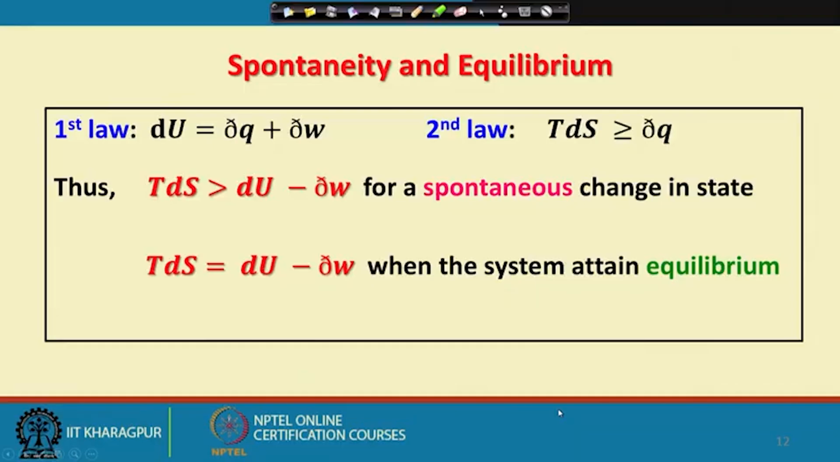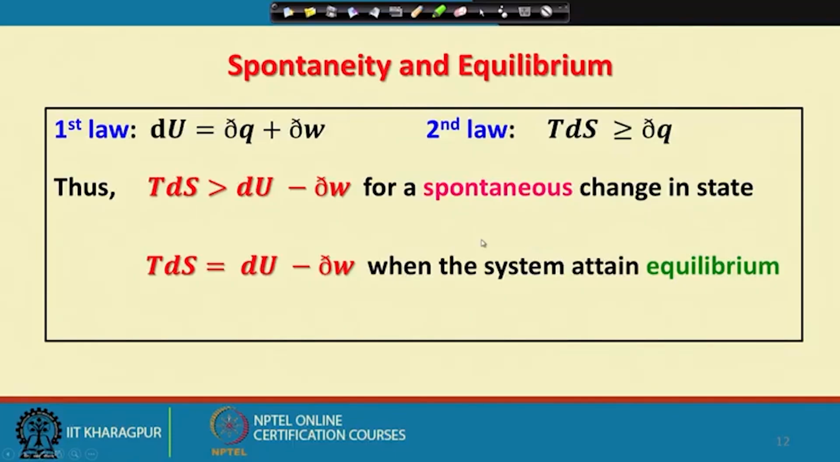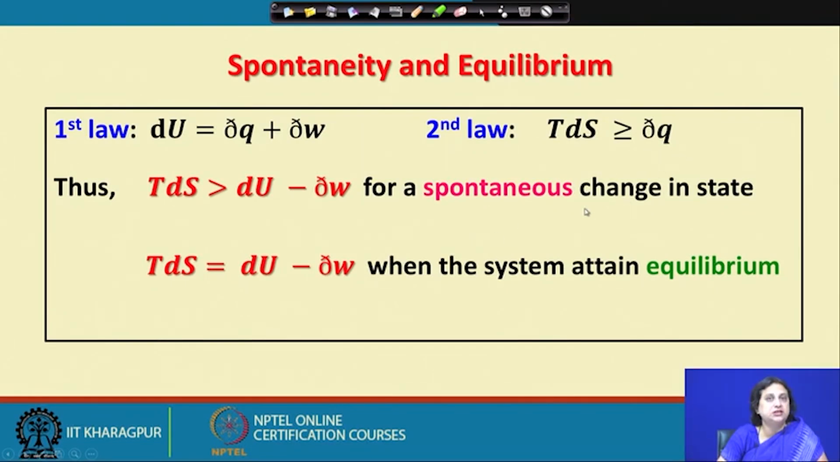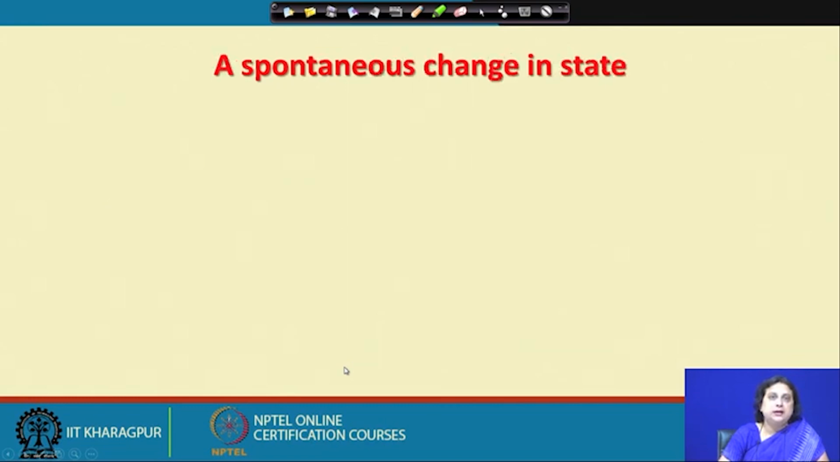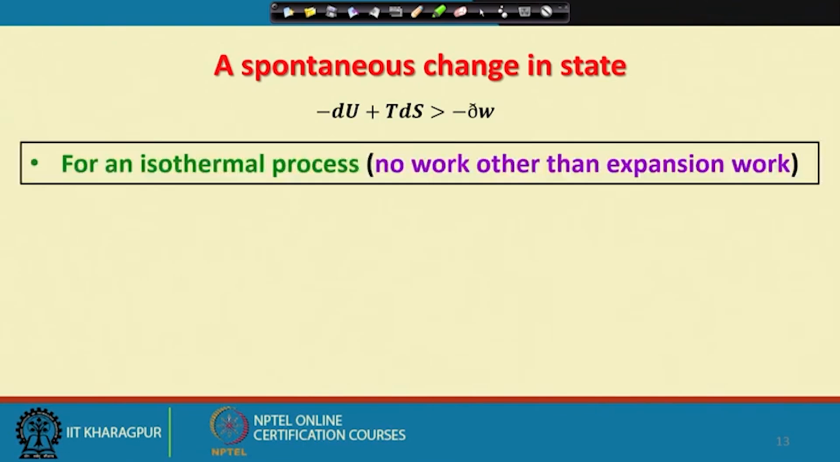But please remember, all we know at this stage is the combination of the first law and the second law of thermodynamics, whereby if I am looking for a spontaneous change in state, TdS must be greater than dU minus delW. And when the system attains equilibrium, then I must have TdS equal to dU minus delW. Now, with this background in mind, let us look at a spontaneous change in state where the condition is minus dU plus TdS greater than minus delW.